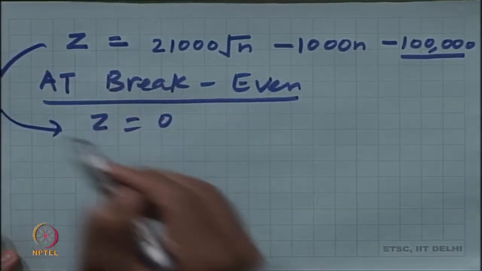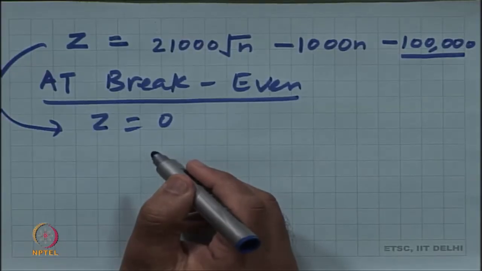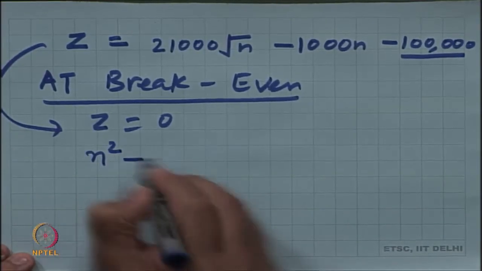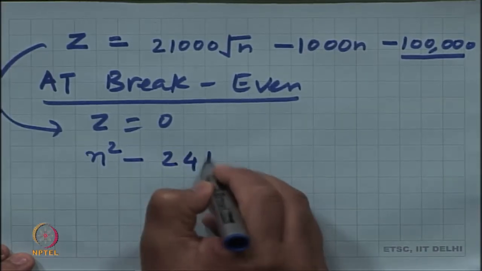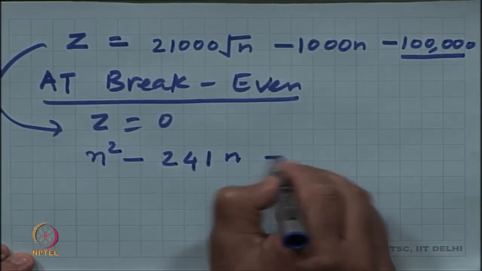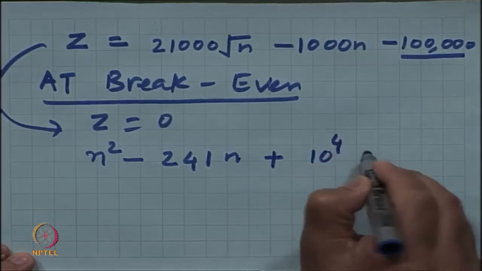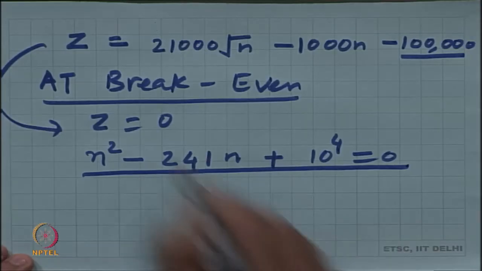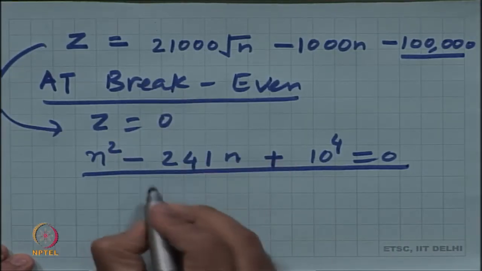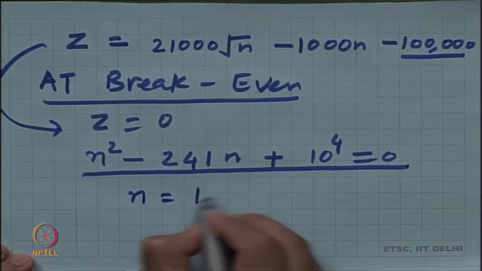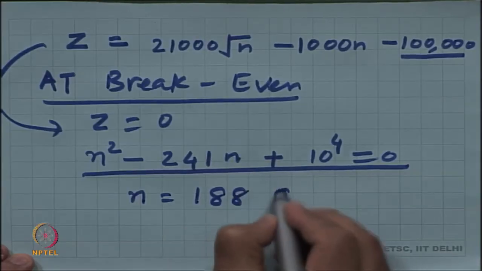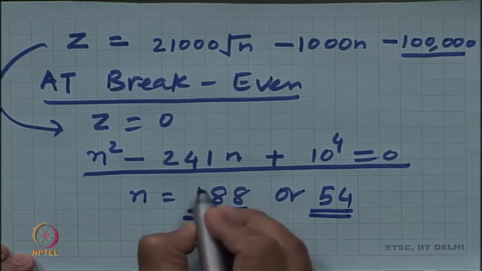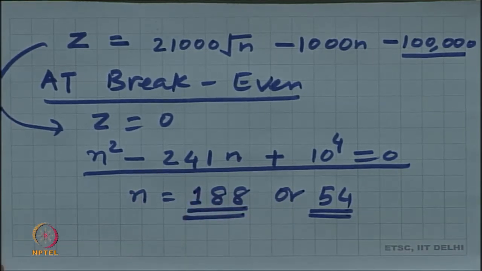So, you equate this expression to 0, and when you do this you will find you are getting a quadratic equation, and this is how it looks: n square minus 241 n plus 10 raised to power 4 is equal to 0. So, this is the quadratic equation we are getting. When you simplify and solve this you will get a value of n as 188 or 54. We have got these values. After rounding it off you can cross check these calculations.